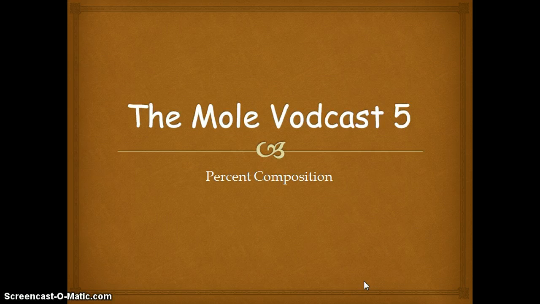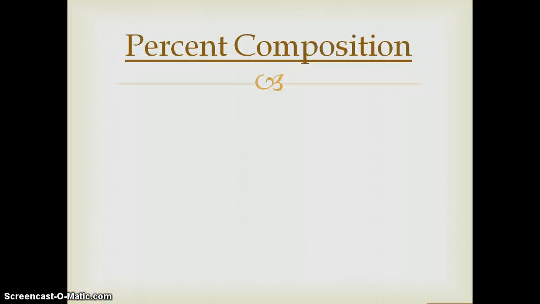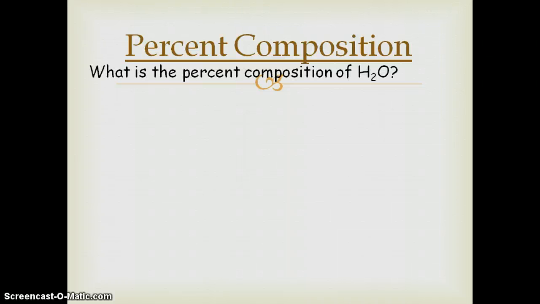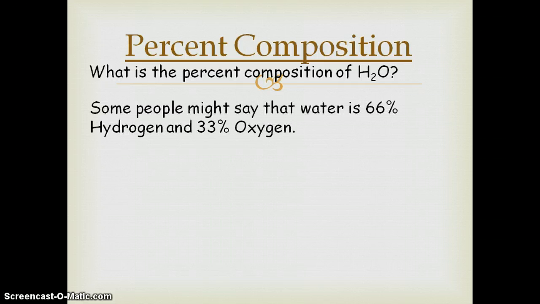Today we're going to be talking about how we calculate the percent composition of a chemical formula. Now, this may sound very straightforward. For example, if you were asked a question like, what is the percent composition of H2O? What percentage of H2O is oxygen, for example? You might think that the answer is very simple, and some people might say that water is 66% hydrogen and 33% oxygen because there are two hydrogens and one oxygen.